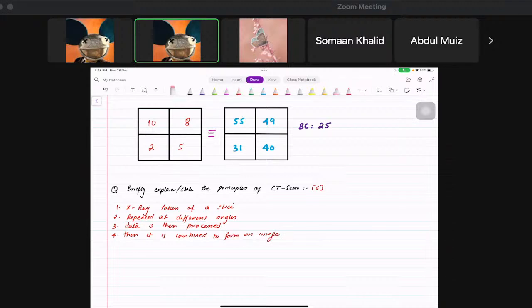Number 5, repeated for successive slices. Number 6, to create a 3D image that can be viewed from different angles. And that is my people's 6 marks for this. All right, so you will have ample space.